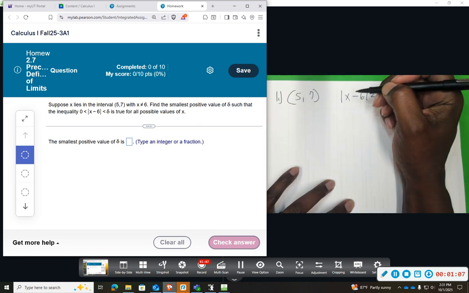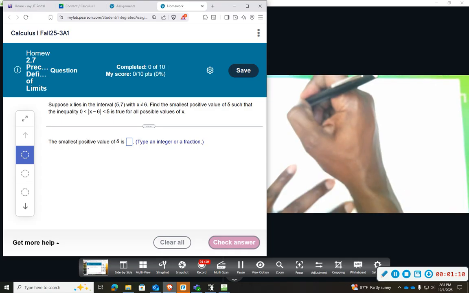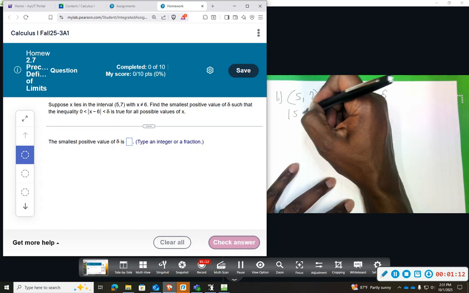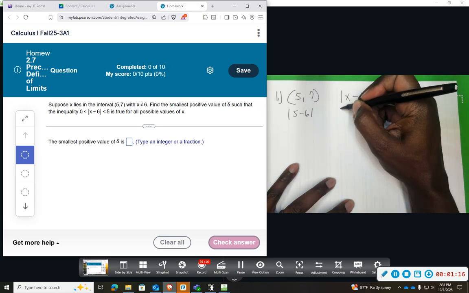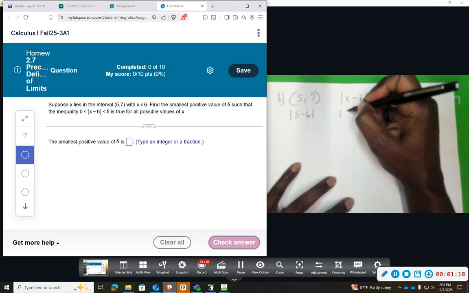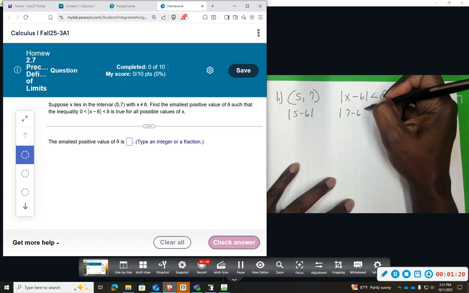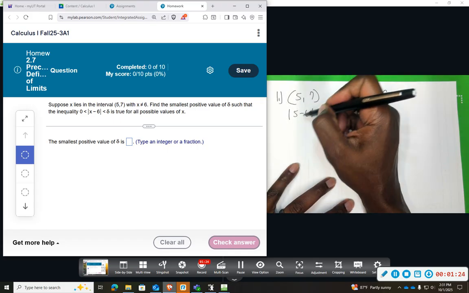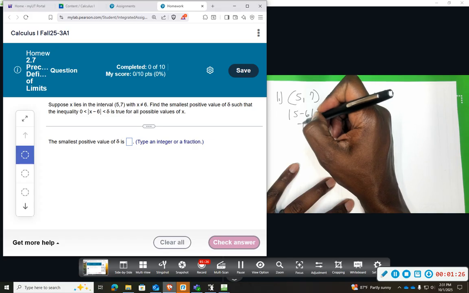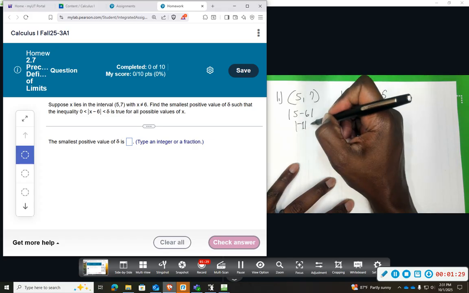So if you look at 5, we can say absolute value of 5 minus 6 and see what we get. And we also do the same thing, absolute value of 7 minus 6. And we check out these two extremes. So when we do 5 minus 6, that gives us a negative 1. Absolute value of that will give us 1.